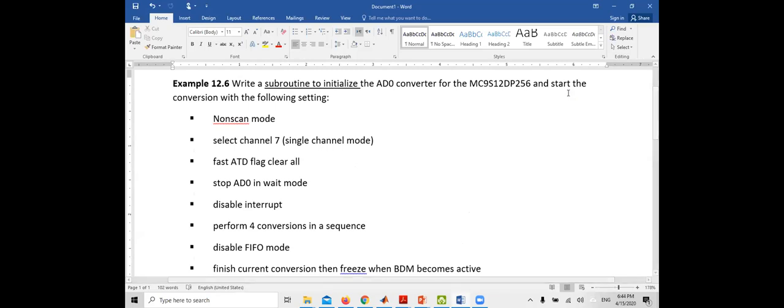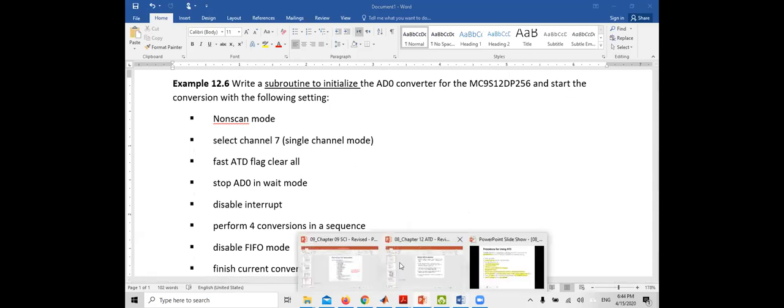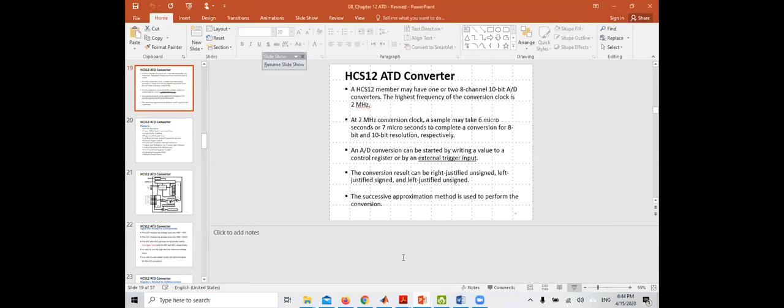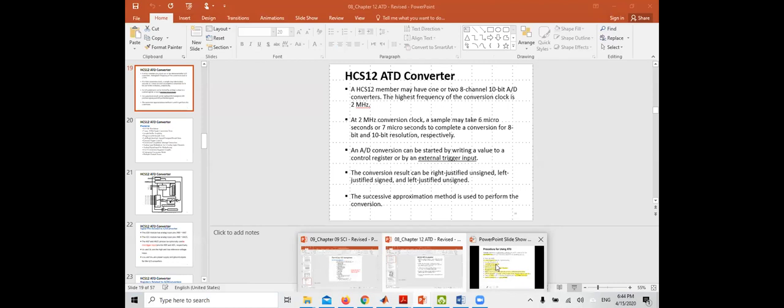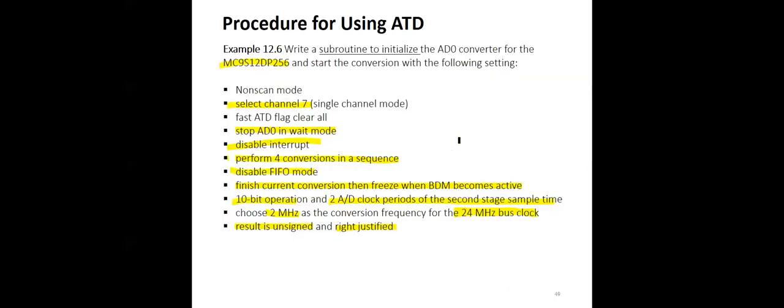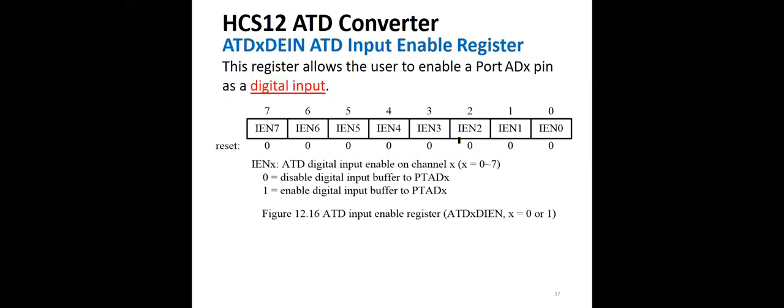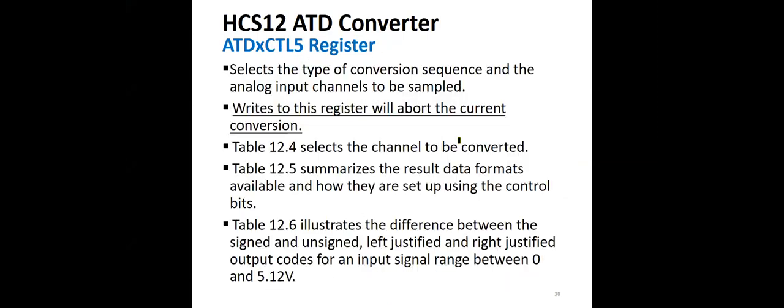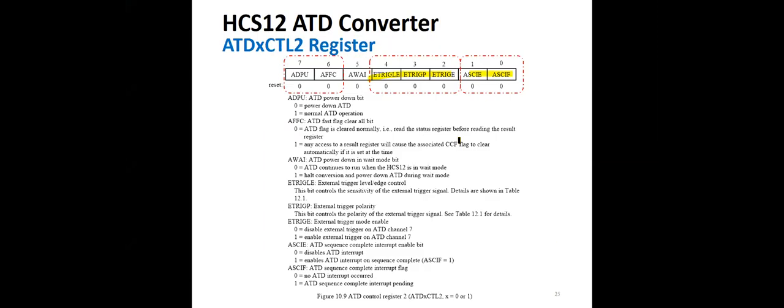We need to figure out what values have to be stored in the A to D control registers based on these specifications. So if I go back to the slides, here, yes. So let's go back to the first control register, which is control register number 2. This is control register number 2.